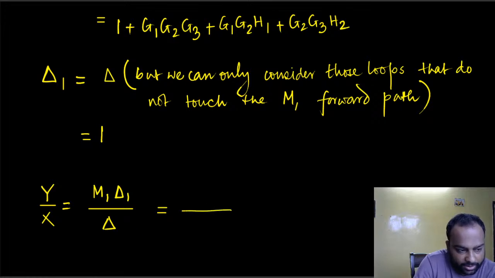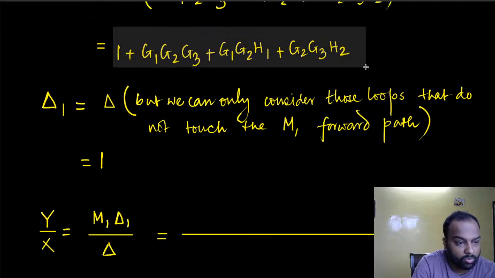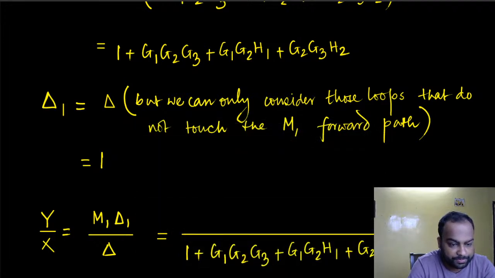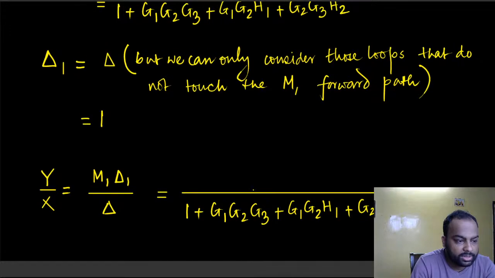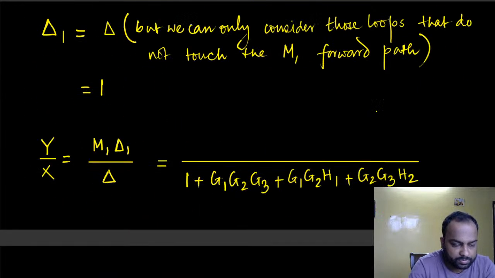Now we have calculated everything. So let's first put delta. What was delta? Delta was this one. What do I like to do most? Copy and paste. Nice. Right. Really good. All right. So what about M1? Did we calculate M1? Yes. What was M1? G1, G2, G3. Let's write down G1, G2, G3. I have to multiply that with delta 1. But what is delta 1? That's 1. Do not do anything.